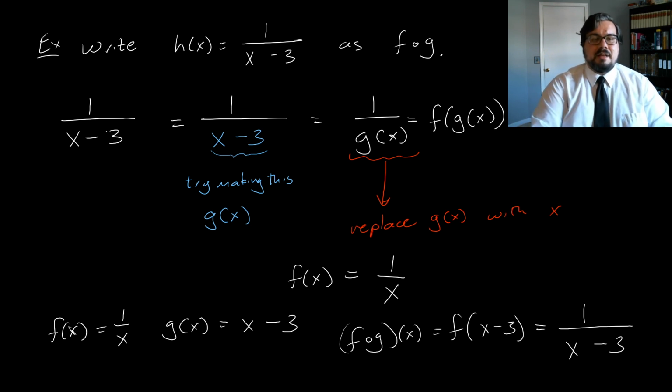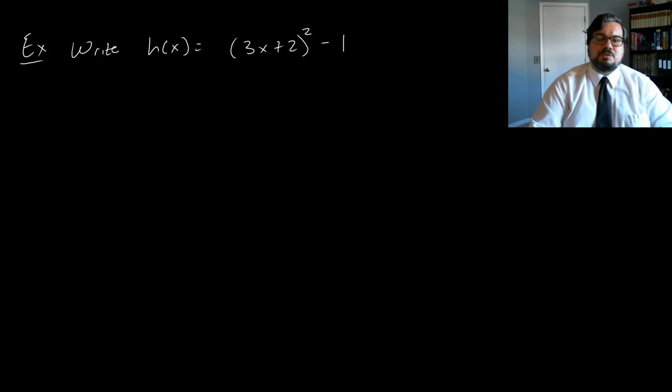Let's look at another example. Let's write h of x equals 3x plus 2 squared minus 1 as f composed with g.